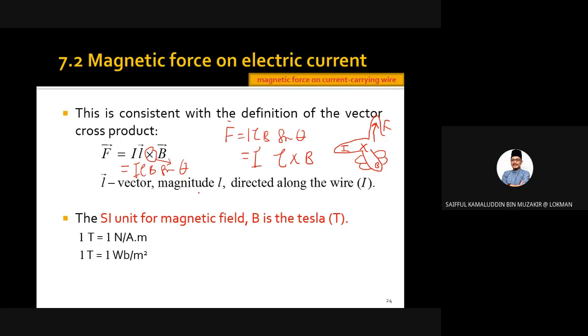Alright. So the SI unit for magnetic field is B. The SI unit of magnetic field is Tesla, T. B ni simbol untuk magnetic field. So 1 Tesla equals 1 Newton over ampere meter or 1 Weber per meter square. So we use 1 Tesla. That will be easiest.